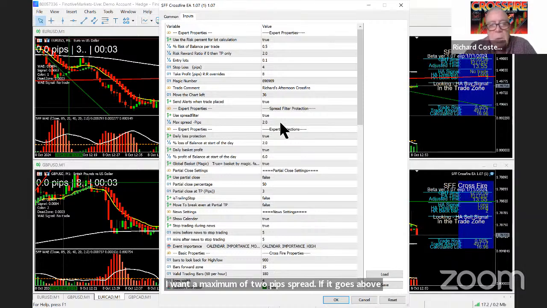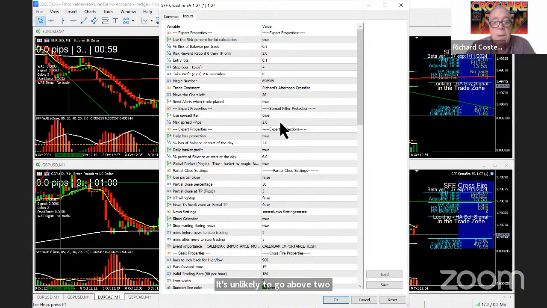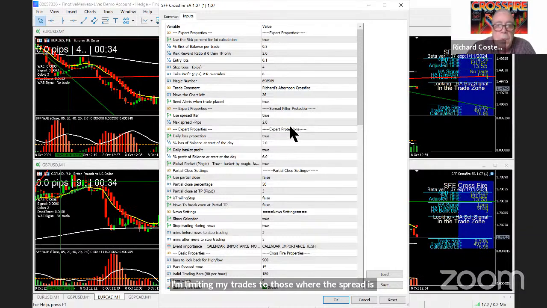It's unlikely to go above 2 on these 3 pairs, well, all 4 pairs in the afternoon session. But I do like to limit the spread just in case something crazy goes on and it goes up to 3 or 4 pips. So I'm limiting my trades to those where the spread is 2 or less. I want the trading assistant to lump all of these 4 pairs together in one basket.